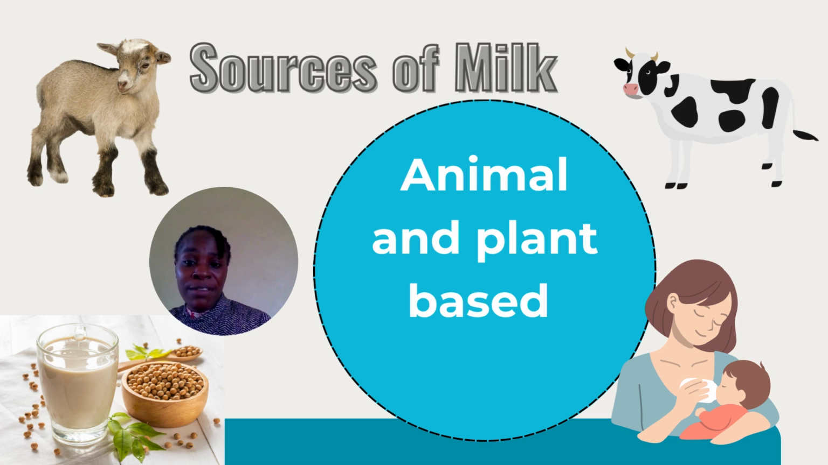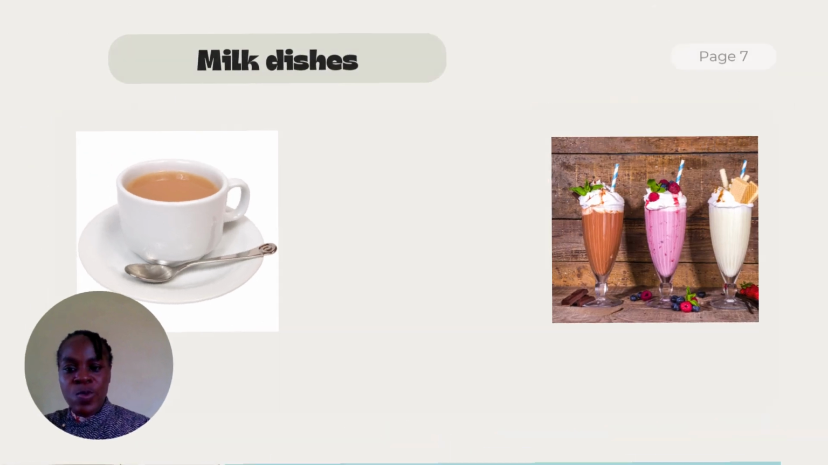Now we have plant-based milk. Examples of plant-based milk are soya milk and almond milk. Then we have oat milk as well. Oat milk is also an example of plant-based milk, like soya milk and almond milk.